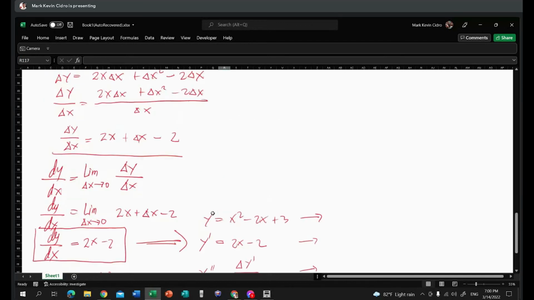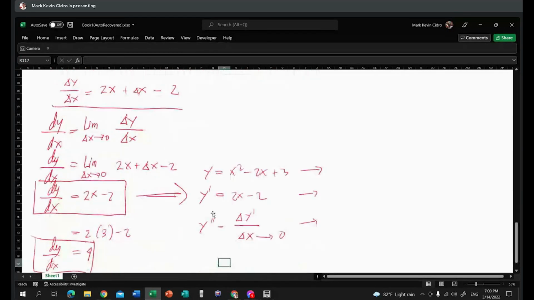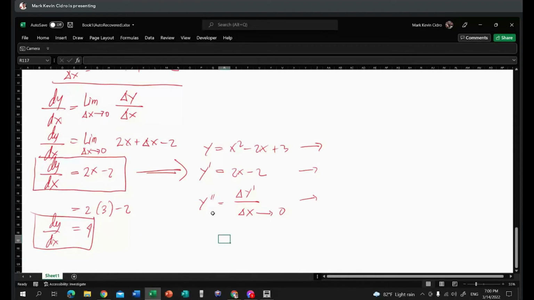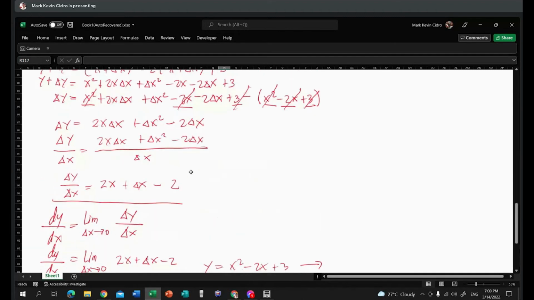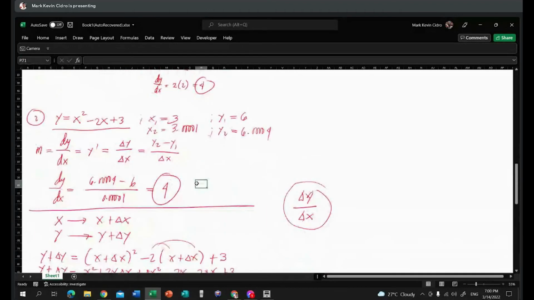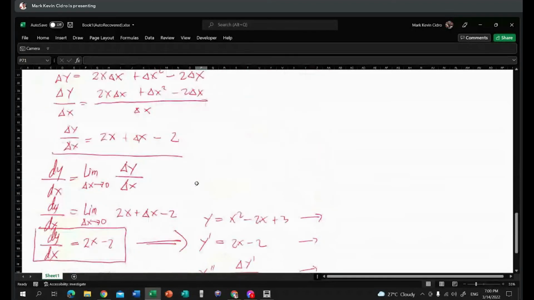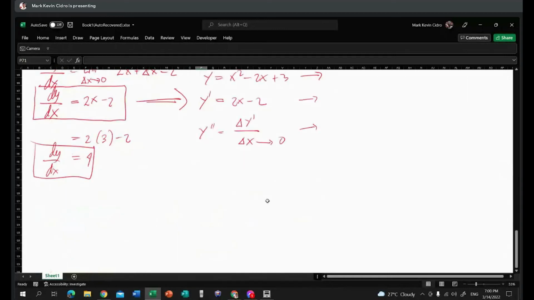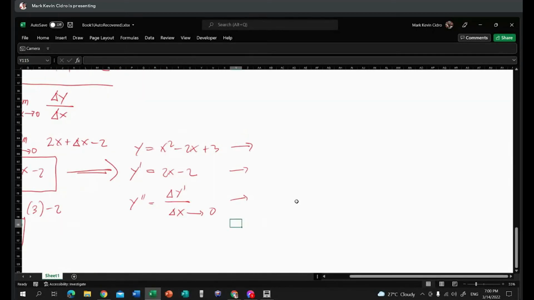Okay, so that is the principle for the delta method. But the delta method is only good for solving 1 to 2 problems, because as you can see, it takes long to solve using the delta method. There is a shortcut method, which I will just discuss next.